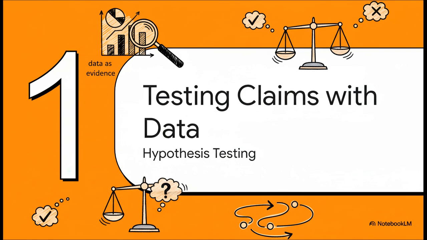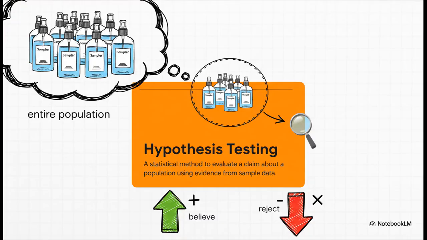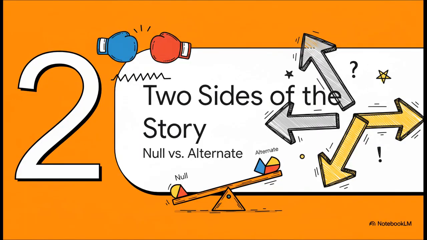And lucky for us, there is a better way, and it's called hypothesis testing. This is the solid, structured framework that lets us use data as our evidence to check out a claim in a really logical step-by-step way. So what is this thing really? Okay, at its heart, hypothesis testing is a formal procedure. We take a claim about a whole population, like say, every single bottle of that sanitizer out there, and we use a much smaller, manageable sample of data to help us decide if there's enough evidence to believe that claim or to reject it.